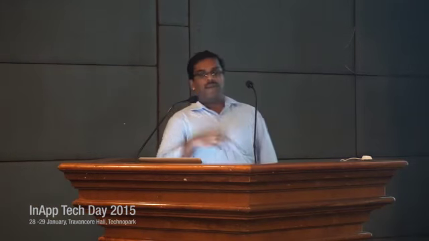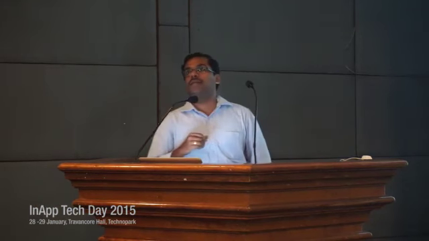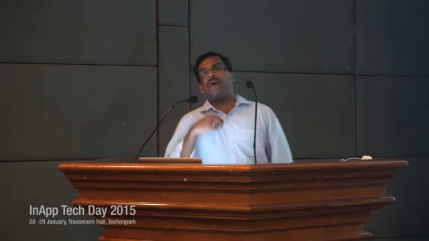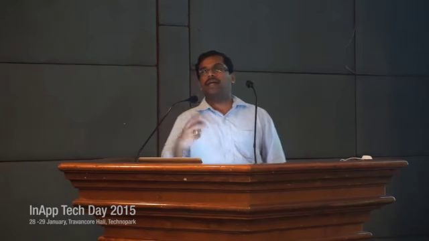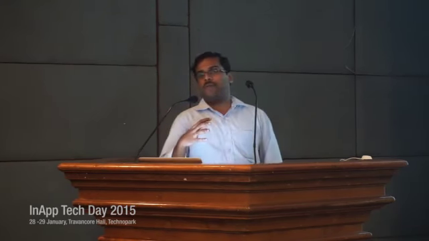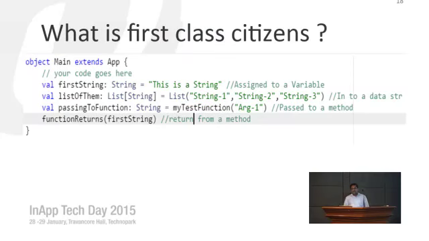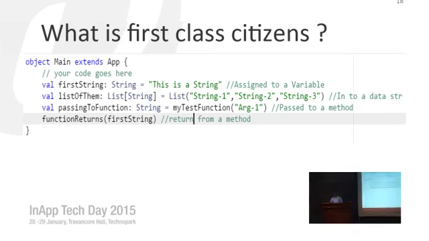Okay. First class citizens means it's a type of object. We can assign it to a variable, or we can assign it to a data structure, or we can pass it to functions, or we can return it from functions. These types of objects are called first class citizens. Here we can assign a string to a variable, assign it to a data structure, pass it to a method and return it from a method. These types of functionality are called first class citizens.